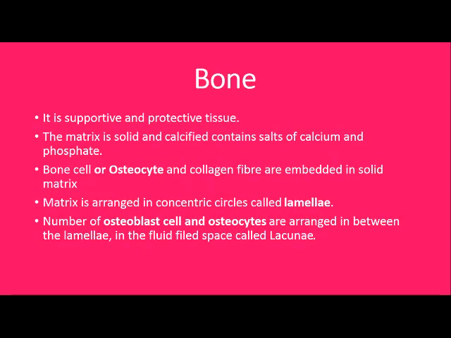It is a supportive and protective tissue. The matrix is solid and calcified. That means it contains the salts of calcium and phosphate. The bone cells are also known as osteocytes. The bone cells and the collagen fibers are embedded in the solid matrix. The matrix is arranged in concentric circles which are known as the lamellae.